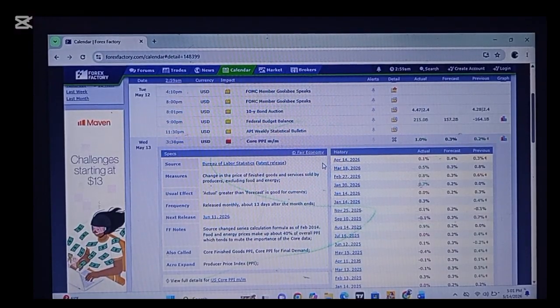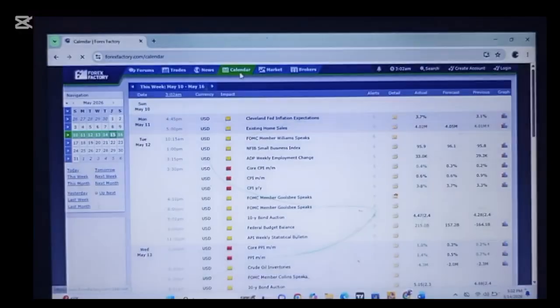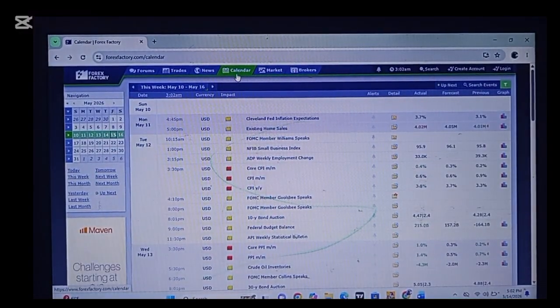So that was a very hot one. That was a hot one. So we'll come and see what that means. Calendar, and then we'll go to the charts and see how it has influenced gold, how this news has influenced Euro USD, how this news has influenced GBP USD and other pairs.